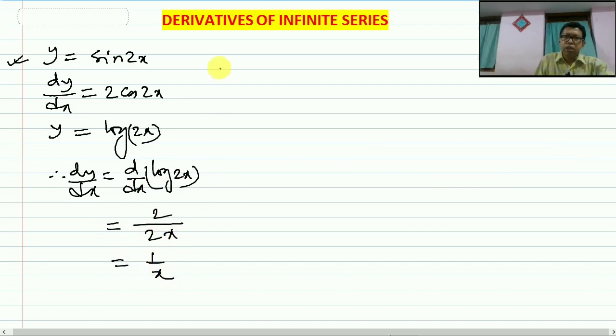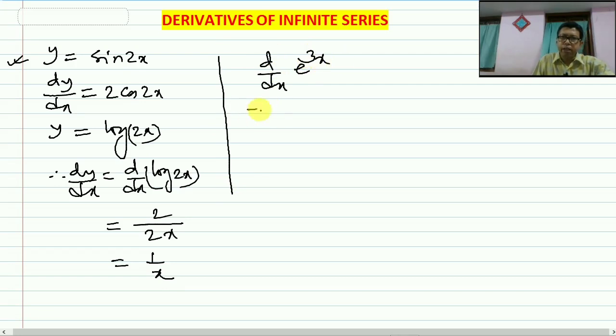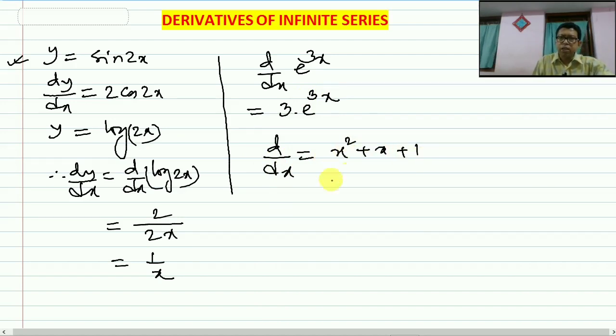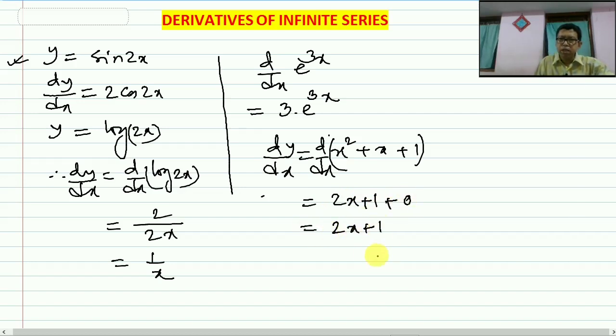You also learned how to differentiate the exponential function, say e to the power 3x. Obviously the derivative of this is 3 into e to the power 3x. You learned how to differentiate a normal, finite series, say x square plus x plus 1. So d/dx of this function x square plus x plus 1 is equal to 2x plus 1 plus 0, that is 2x plus 1. So these you can find.